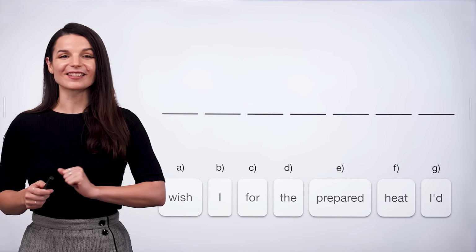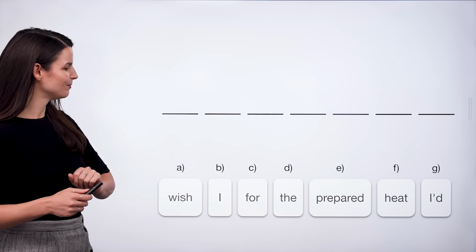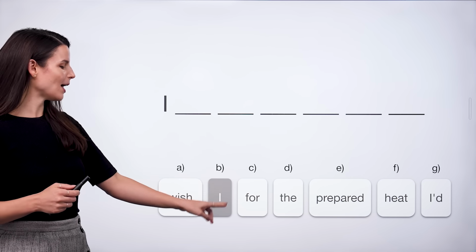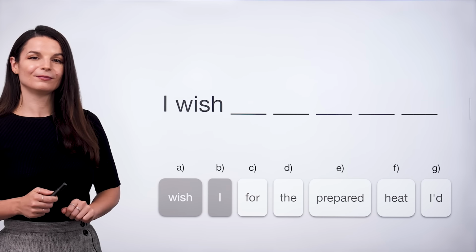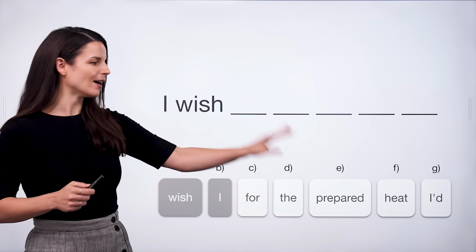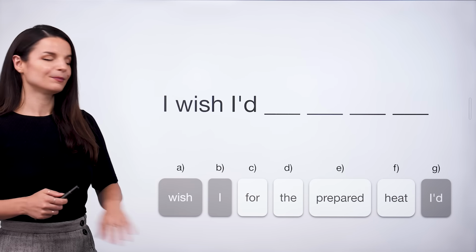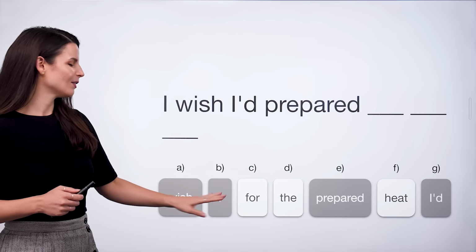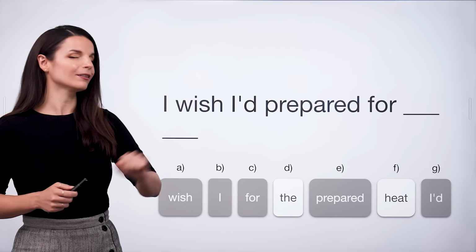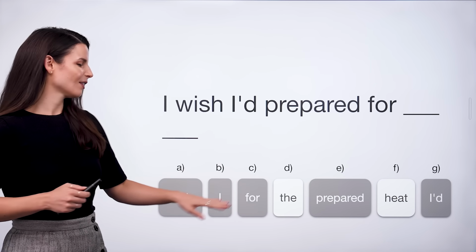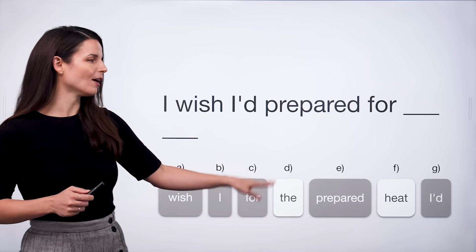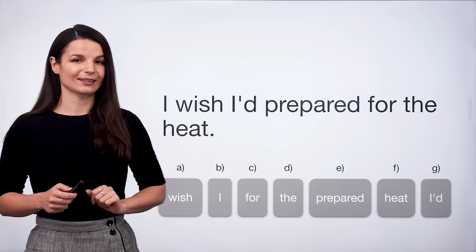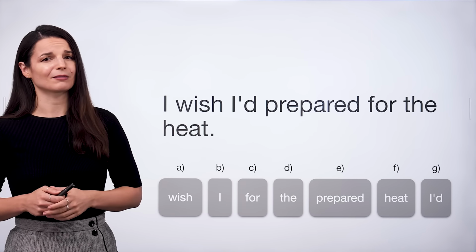Unscramble the words to make a sentence. I wish I'd prepared for the heat.